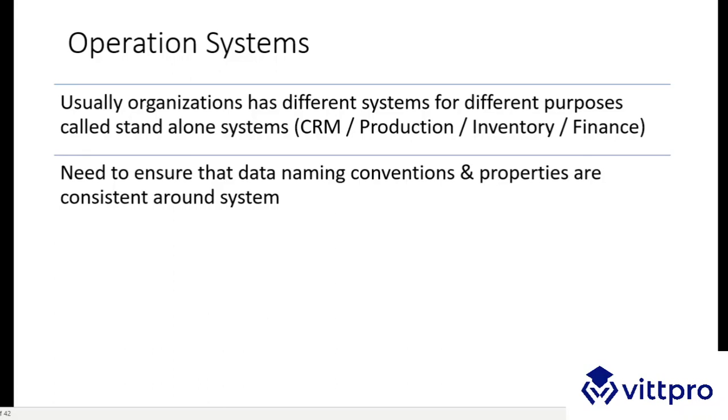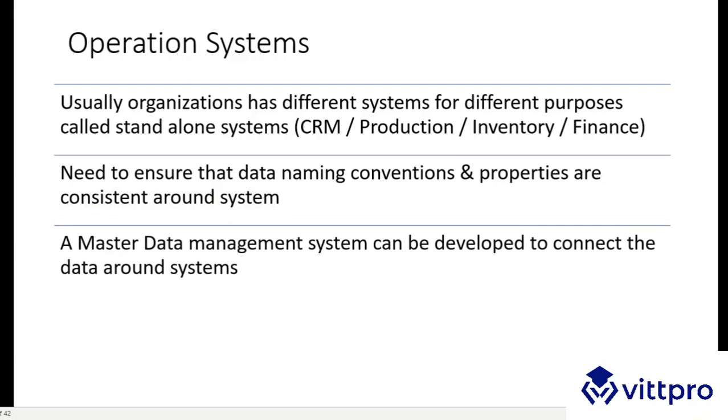And especially when they are ready-made software, in that case the data naming convention and the properties may not be the same. To overcome that, you need special systems which extract the data from each of the separate systems, transform the data into one standard format, and input it into your data warehouse. There is another system called a master data management system, which is usually developed to connect the data around different systems.